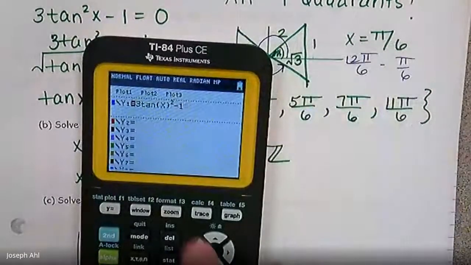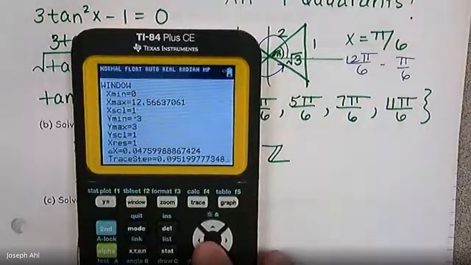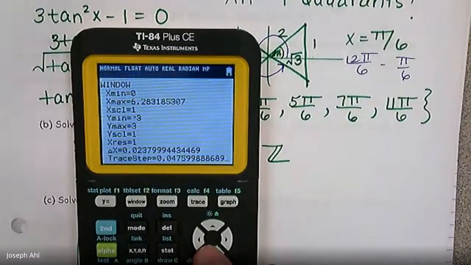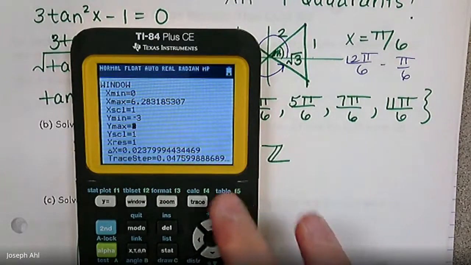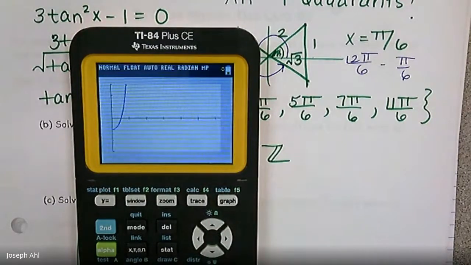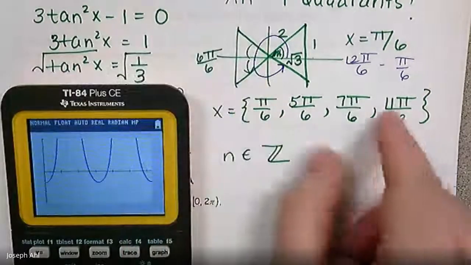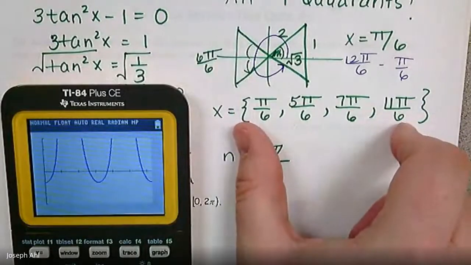All right, our window, I'm going to adjust this back to going 0 to 2 pi again. I think -3 to 3 should be fine. We can adjust, but I'm going to hit graph and see what happens. So we get 1, we get 2, we get 3, we get a total of 4 solutions here. Those 4 solutions happen to be at these 4 radian values.